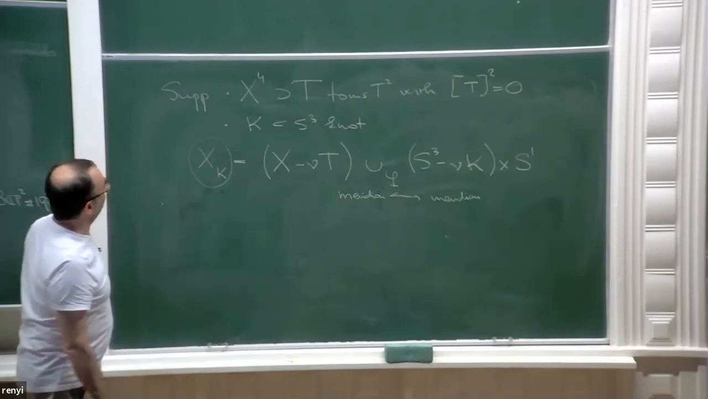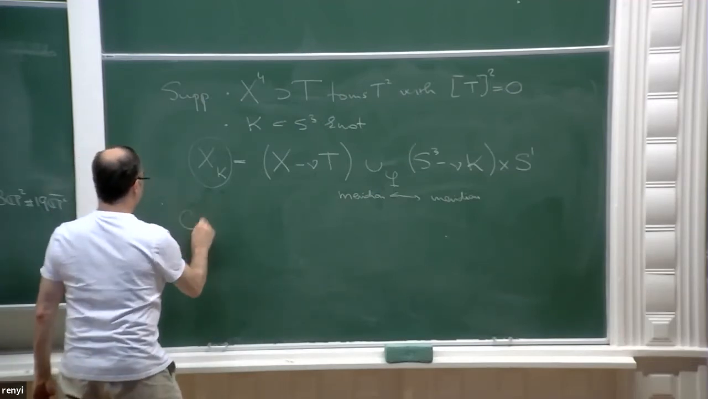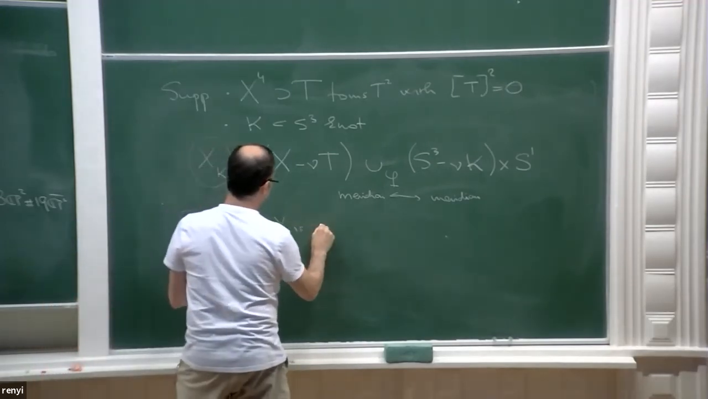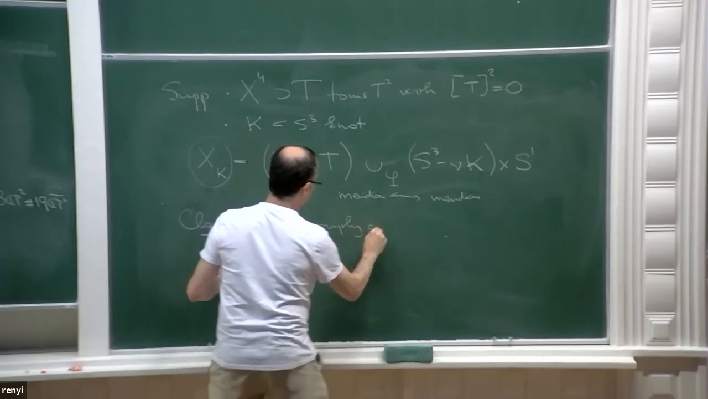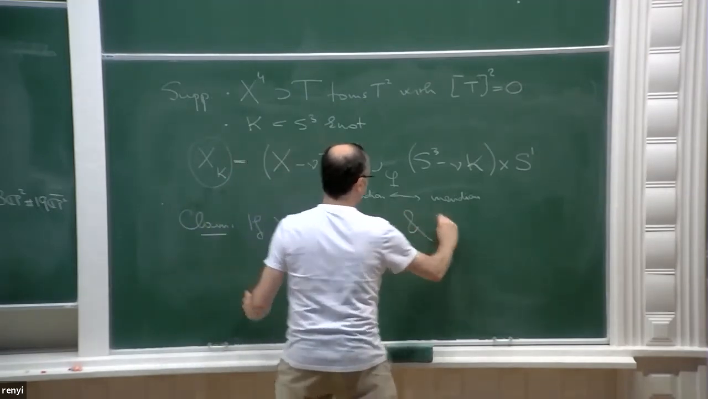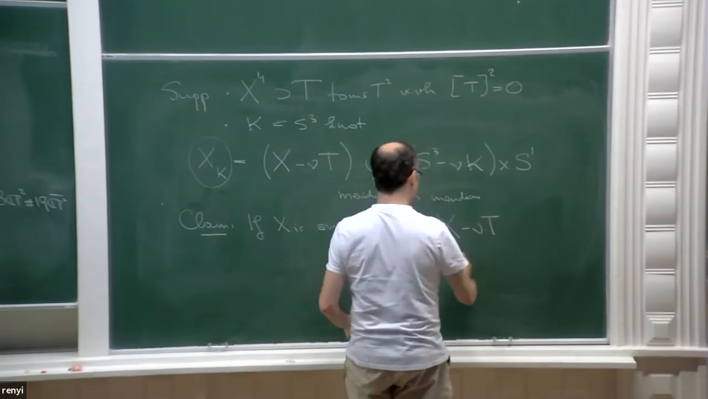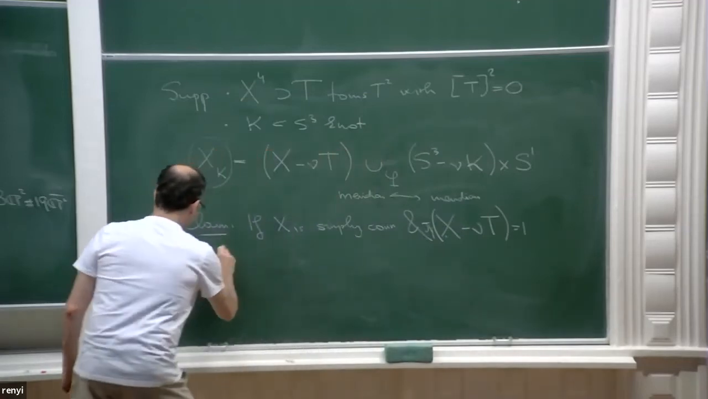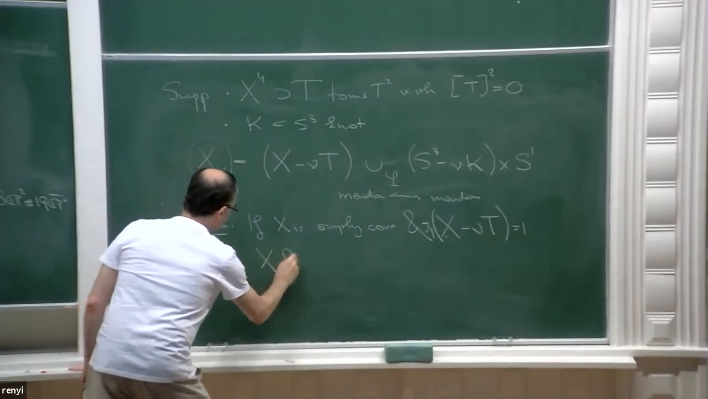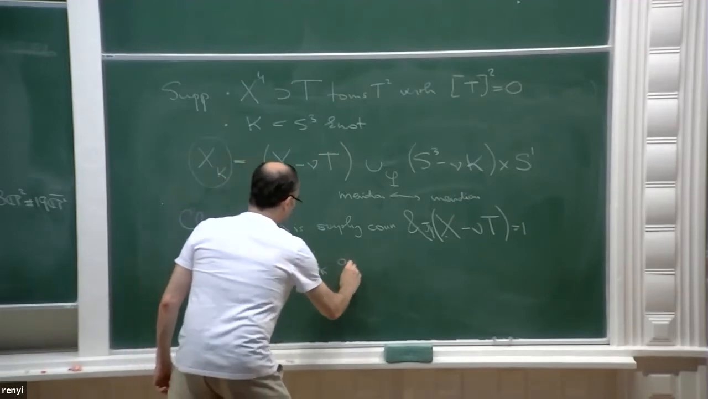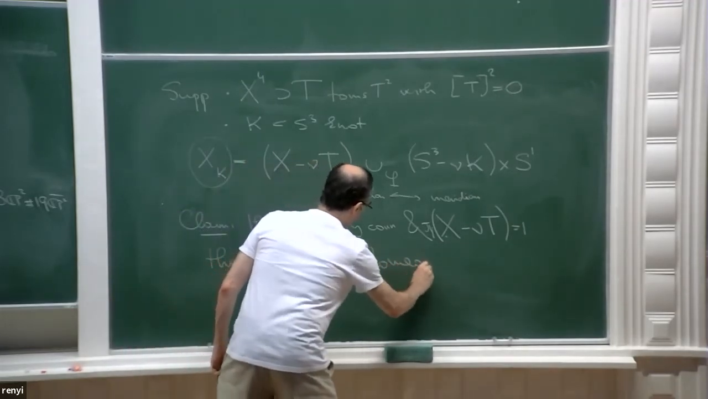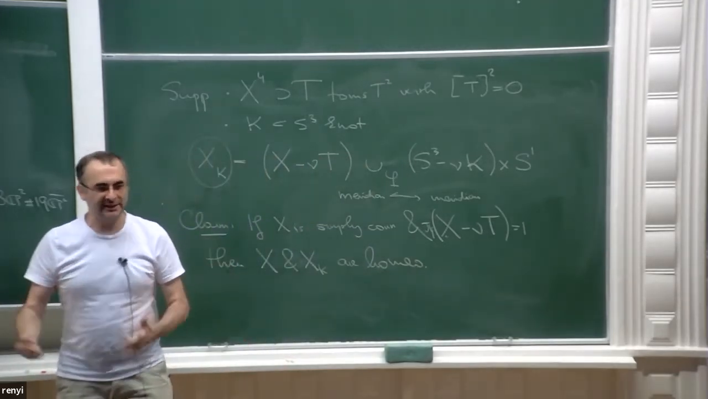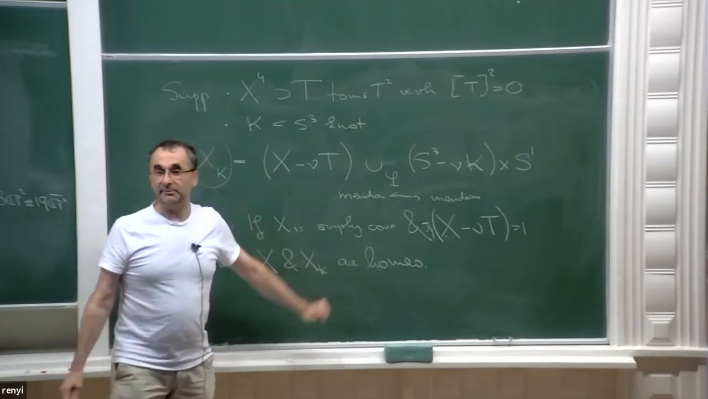Okay, so once again, the claim is that if X is simply connected and the neighborhood is also simply connected, then X and XK are homeomorphic. And once again, the yoga is the same. You just compute Euler characteristic and signature and the type, and then they match.